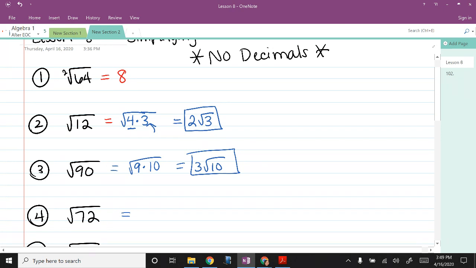4 goes into 72. 16 goes into 72, I believe. No, I'm wrong. It does not. 9 goes into 72, but that's not the largest one. The largest perfect square that goes into 72, if you use your chart, is actually 36. So 36 times 2 is 72. So you take the square root of 36, which is 6, and you pull it to the outside. So this simplifies to 6 radical 2.